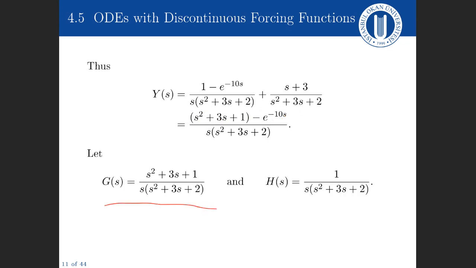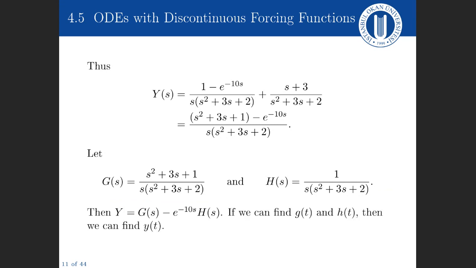So in other words, I'm going to be looking at the function s squared plus 3s plus 1 over s squared plus 3s plus 2, which I'm going to call capital G. And I'm going to be looking at the function 1 over s squared plus 3s plus 2. We will find the inverse Laplace transform of these two functions, and then we'll use them to find the inverse Laplace transform of capital Y. Because capital Y is capital G minus e to the power minus 10s capital H. If we can find small g and small h, then we can find small y.